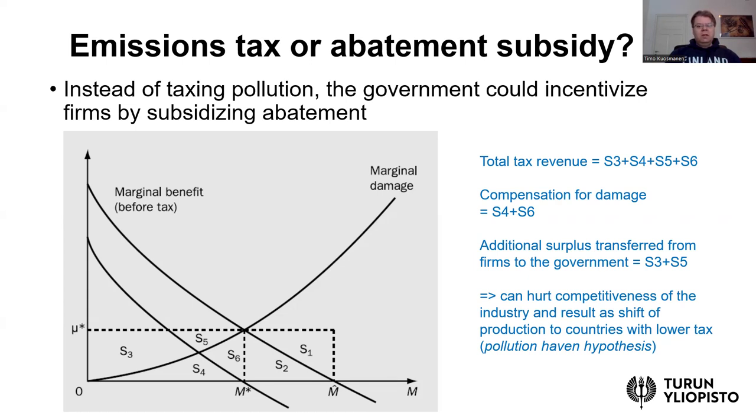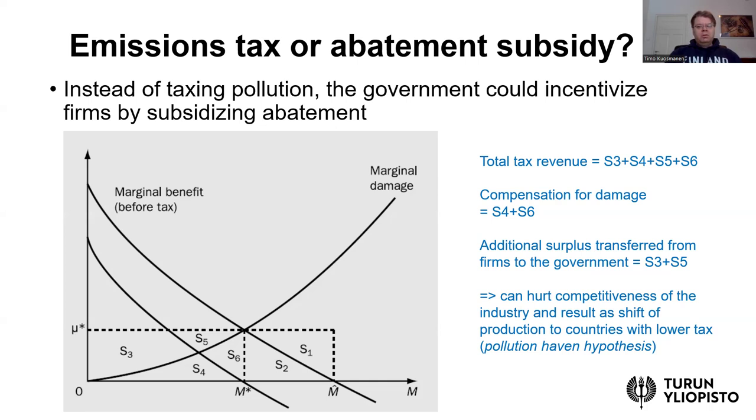And of course, in international competition, this can hurt the competitiveness of the domestic firms. And perhaps there is then a shift of production to countries with a lower tax or no tax whatsoever. This is referred to as the pollution haven hypothesis.